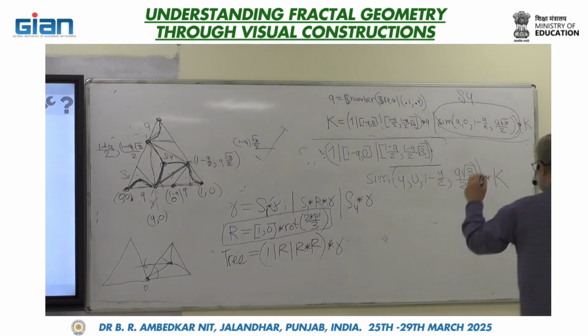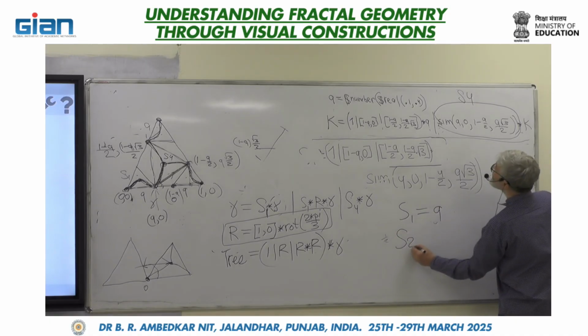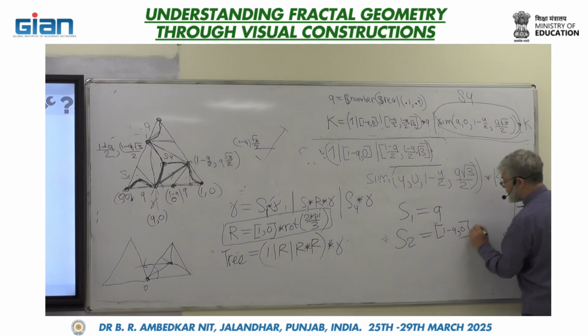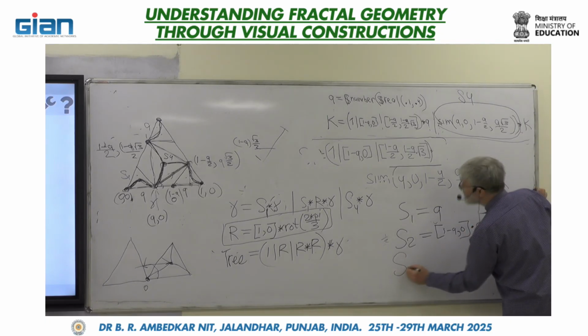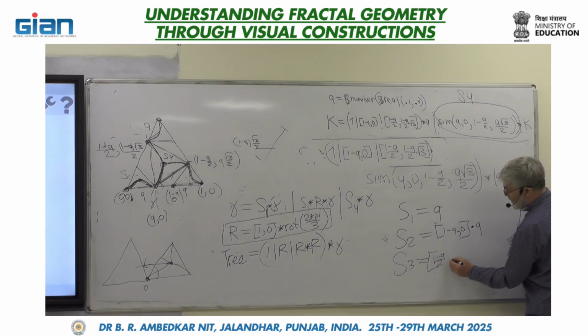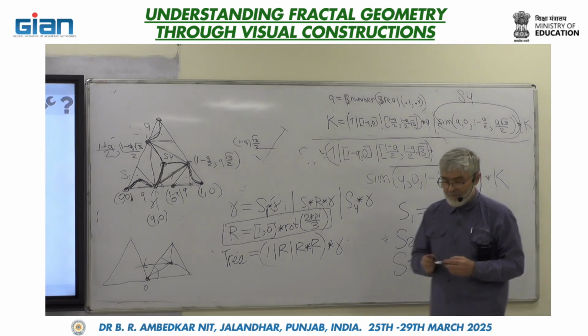S1 is Q. S2 is 1 minus Q 0 multiplied by Q. S3 is equal to 1 minus Q divided by 2, 1 minus Q divided by 2 square root of 3 multiplied by Q. Multiplied, it means we print a star.